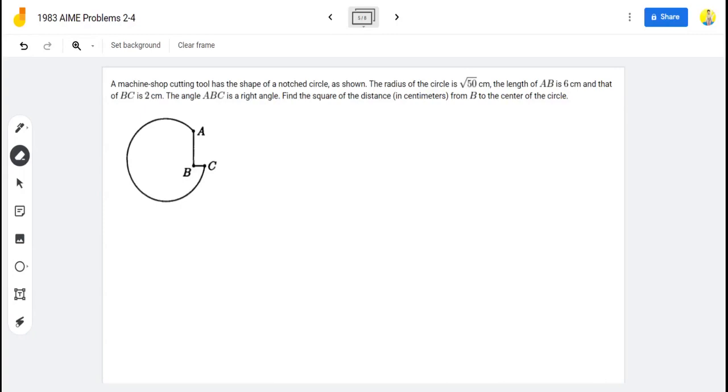Now on to question number 4. A machine shop cutting tool has the shape of a notched circle as shown. The radius of the circle is root 50 centimeters, and the length of AB is 6 centimeters, and that of BC is 2 centimeters. The angle ABC is a right angle. Find the square of the distance in centimeters from B to the center of the circle. So we can draw a larger diagram right here.